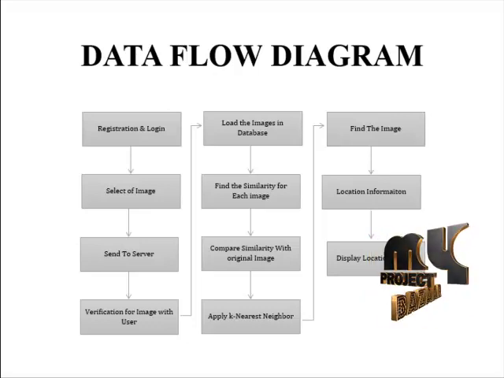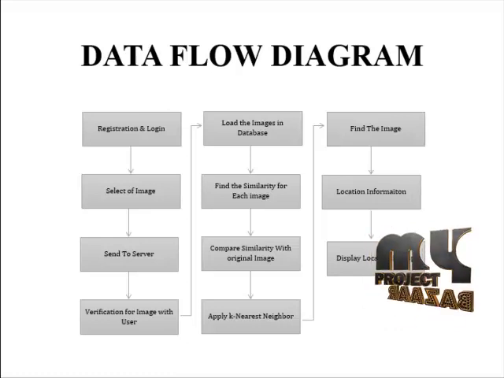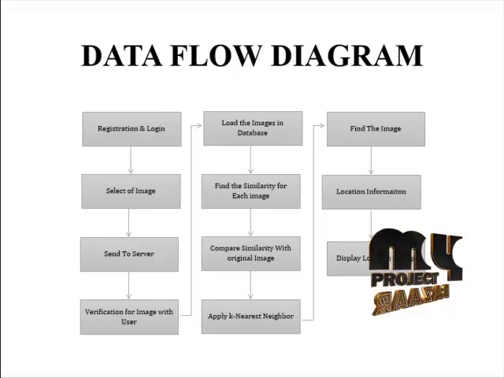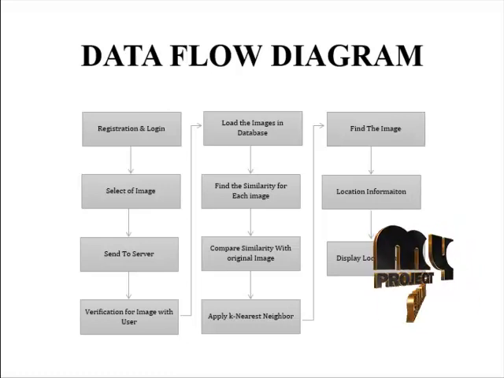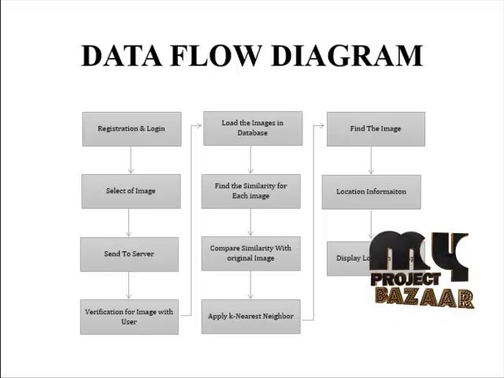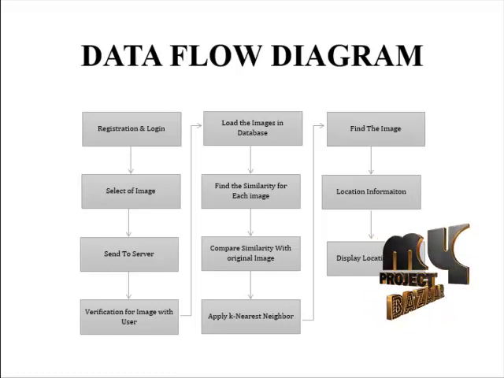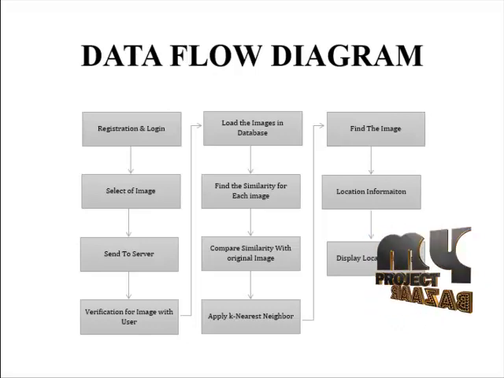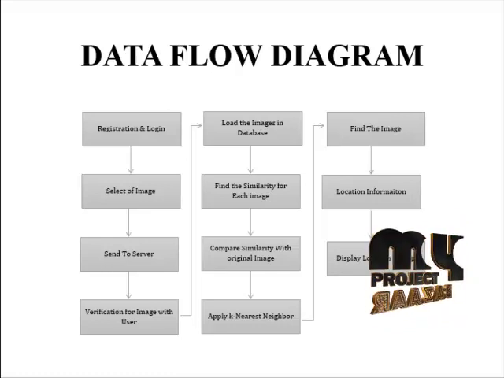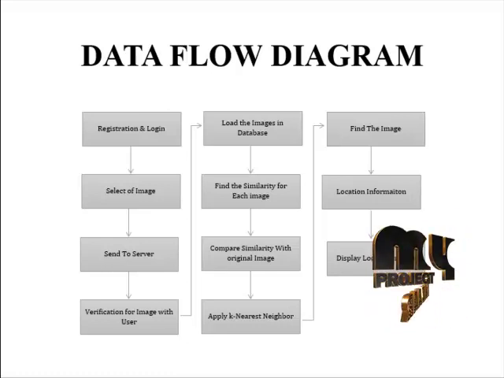In that server process, first they load the images. They already have n number of images stored in the large database, and they load those images into our process. After the images are loaded, they compare and find the similarities of each image present in our database with the original image. Now the original image and the database's images have similarity values.